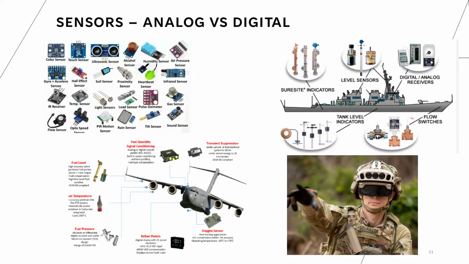And then if you take advanced examples like a navy ship, inside that also you have so many sensors. Here look, level sensor, and then you have tank level indicators, how much fuel you have, then flow switches, how fast the fuel is flowing, right? So everywhere you have some kind of sensor.